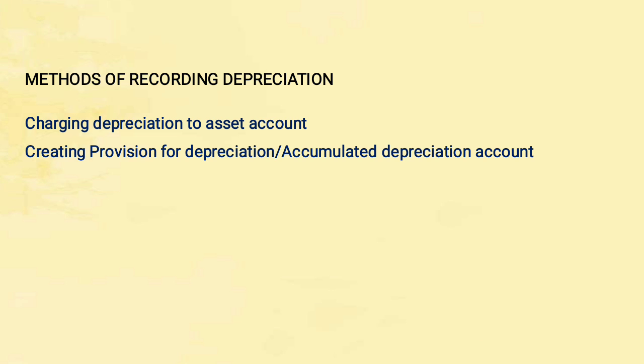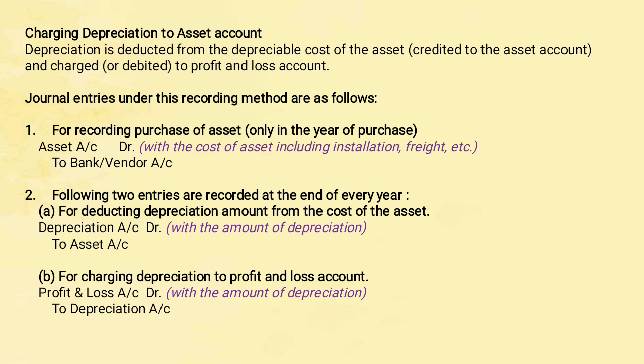Here we basically have two methods for charging depreciation. First is charging depreciation to assets account, and second is creating provision for depreciation, also known as accumulated depreciation account. This year, due to the COVID-19 situation, our syllabus has been reduced, so we only have to continue with charging depreciation to assets account. Provision for depreciation method is not in our syllabus. So let's start with charging depreciation to assets.